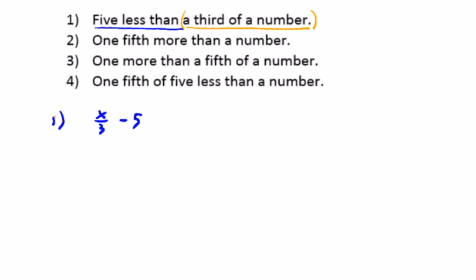For the second one, we have 1/5 more than a number. Now the key is, even though you see a fifth, you might be thinking it's multiplication because it's 1/5, but the words are more than, rather than of. If the word had been of, it would be multiplication by 1/5 or division by 5. But we have 1/5 more than a number, so we need to add.